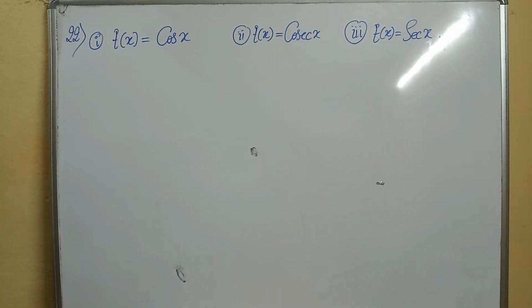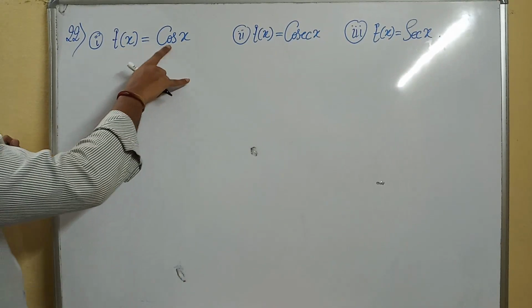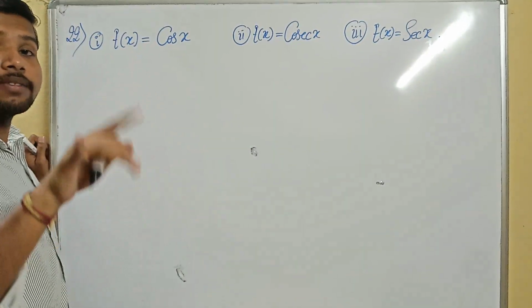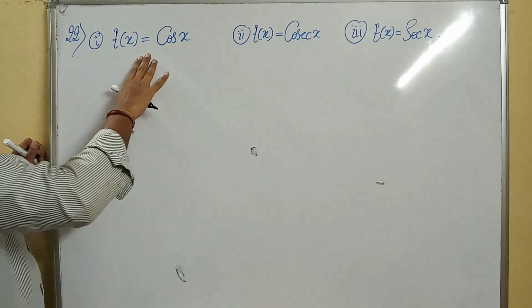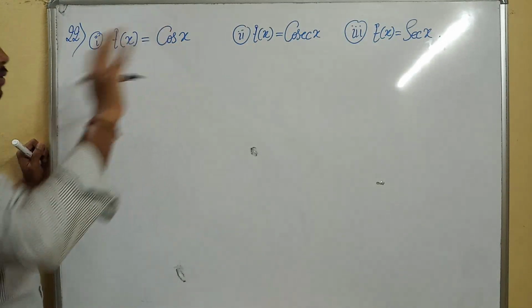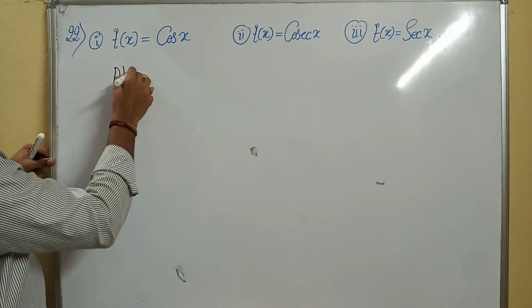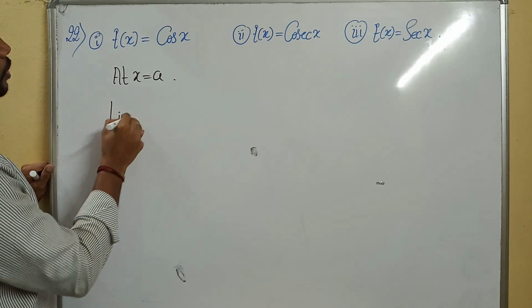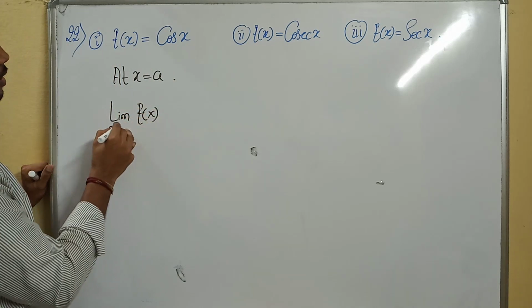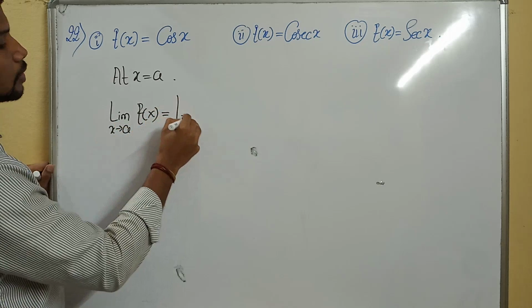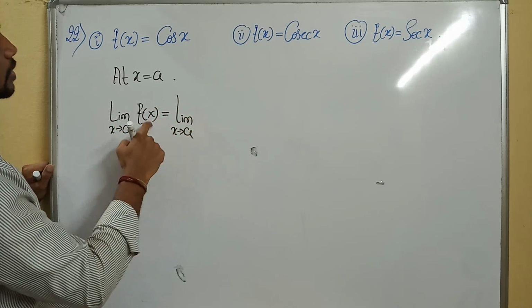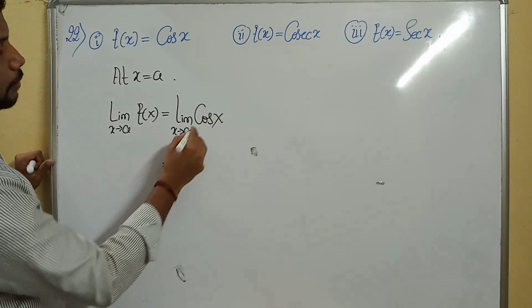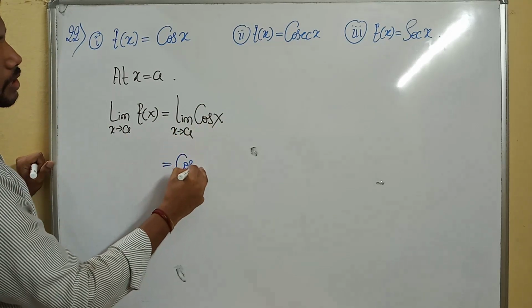Okay, concentrate on the next one. F of x equal to cos x. You already know the cos graph is continuous. It is not having any breaks or any jumps in the graph. That's why this cos function is continuous. That's why I'd like to prove at x equal to a, it is continuous. Now what is the limit of f of x as x tending to a, equal to limit of x tending to a of f of x? F of x is nothing but cos x. Now x replaced by a, it is cos of a.